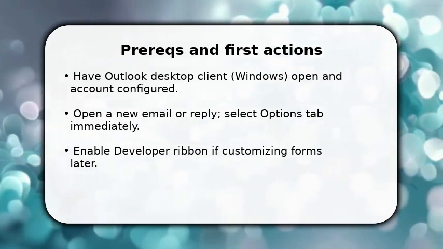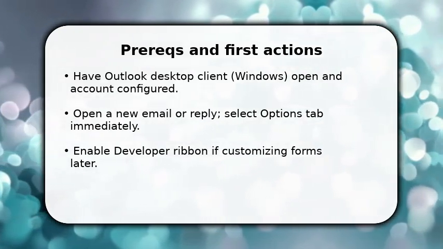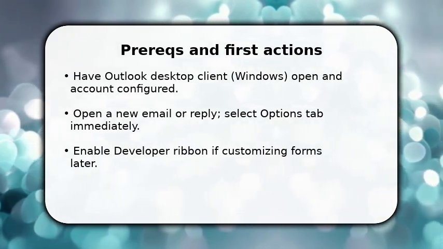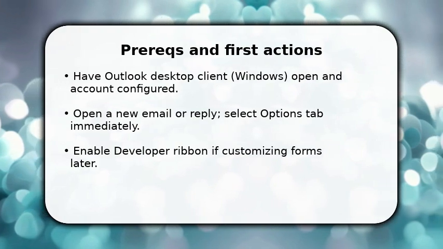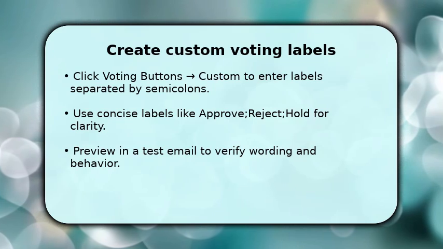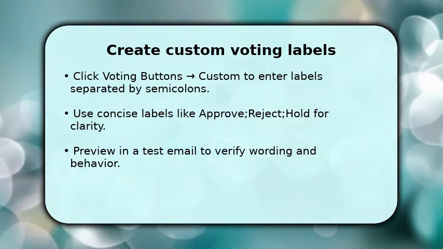If you plan custom labels later, enable the developer ribbon now. This avoids interruptions. Once done, prepare your recipient list and subject so the voting buttons align with the question you're asking. Now you'll define the exact choices recipients will see.